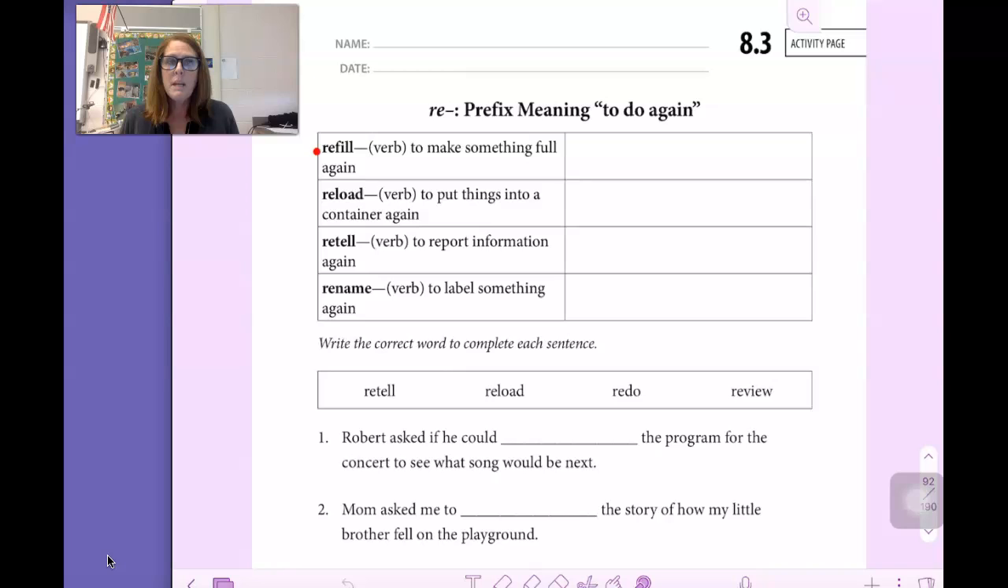So we see the word here. Read the word with me. Refill. To make something full again. Reload, to put things into a container again. Retell, to report information again. Rename, to label something again. Read each of those words again, please.